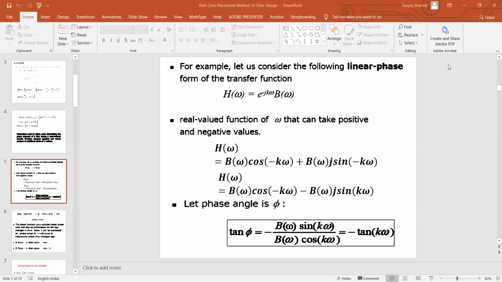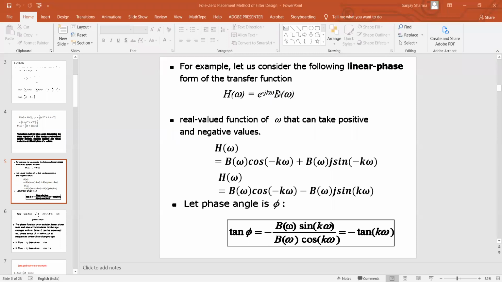So as far as the phase response is concerned, to look at the phase response, H omega is the frequency response. How can we get H omega? H omega will have two parts. One part is e to the power minus jk omega and the other is B omega. B omega is basically the magnitude part. E to the power minus jk omega is basically the phase part.